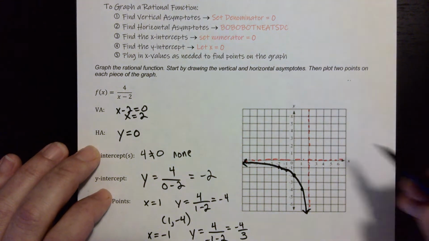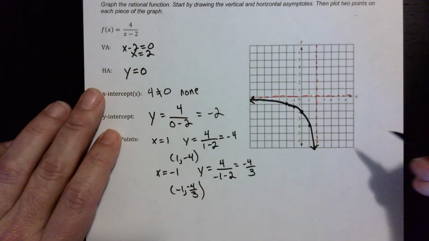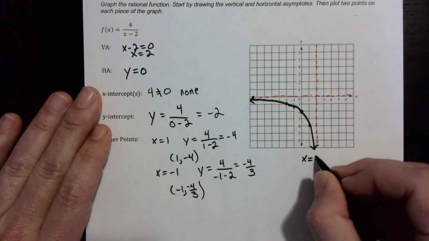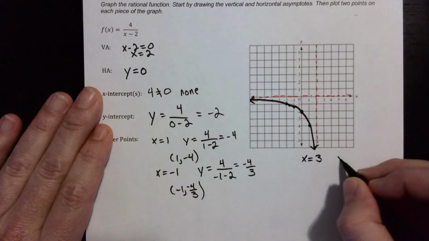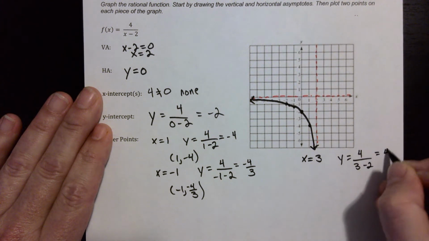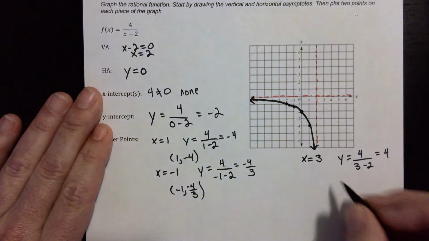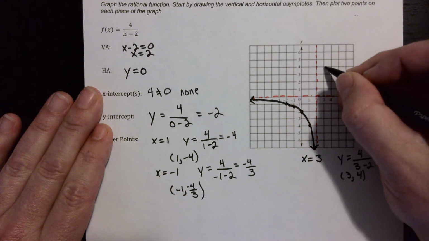Now let's look at the other portion. So let's plug in some numbers over here on the other side of this vertical asymptote. Let's try x equals 3. We plug in x equals 3, and we get y is equal to 4 over 3 minus 2, and that's going to be equal to 4, because 3 minus 2 is 1. Okay, so you get the point 3 comma 4. 3 comma 4 right here.